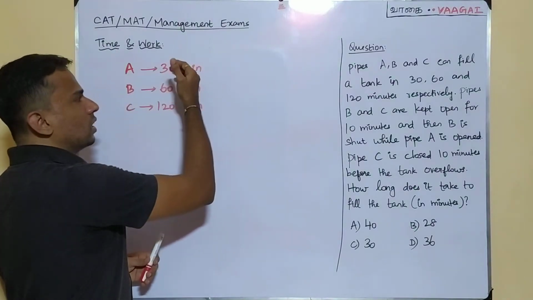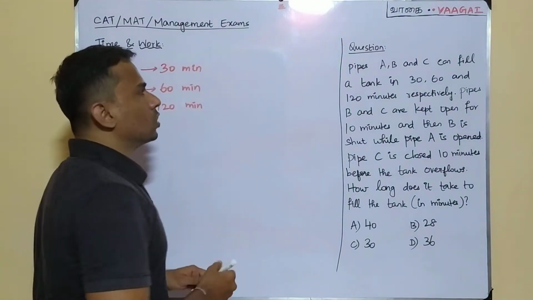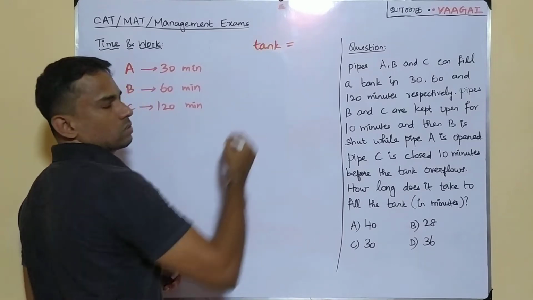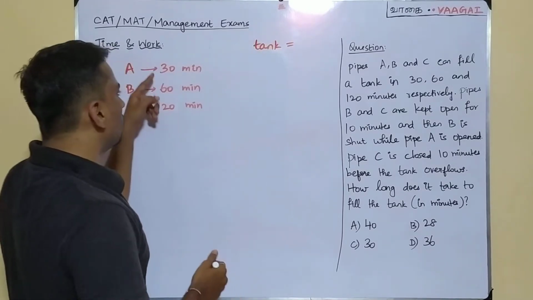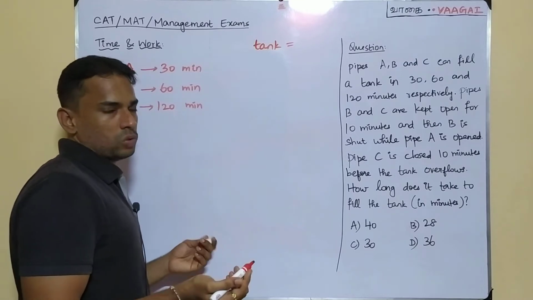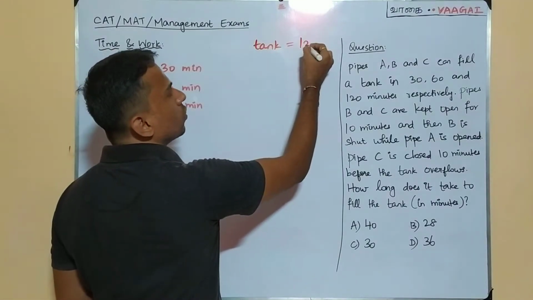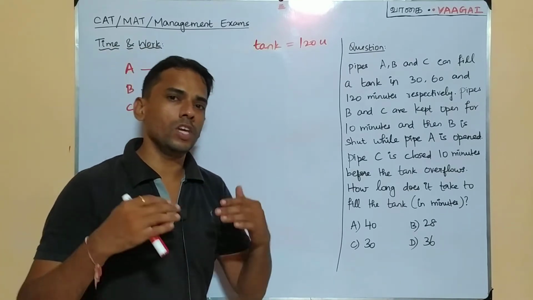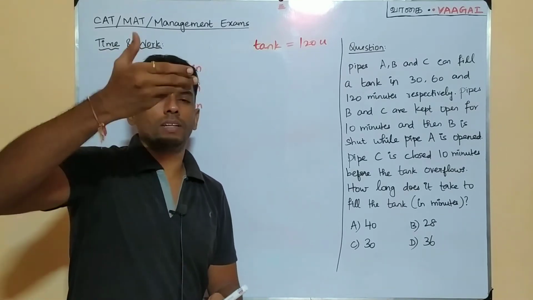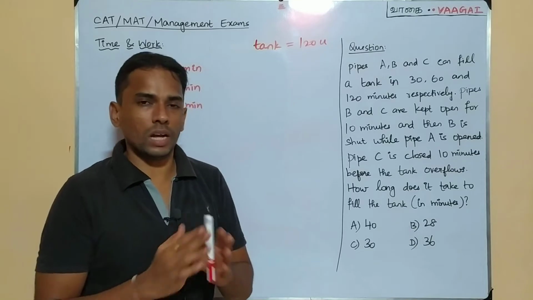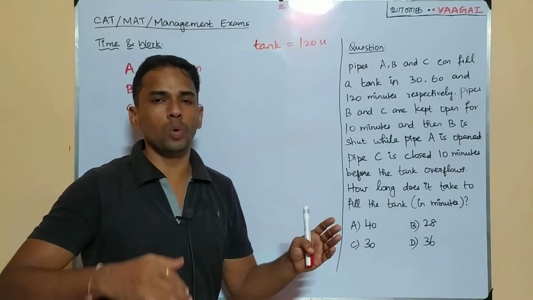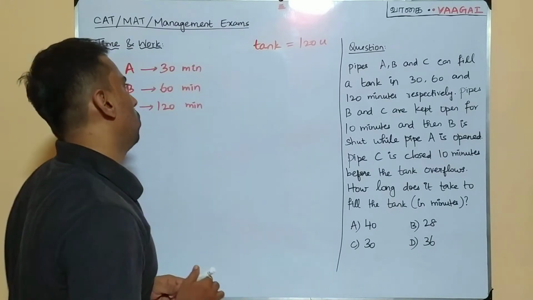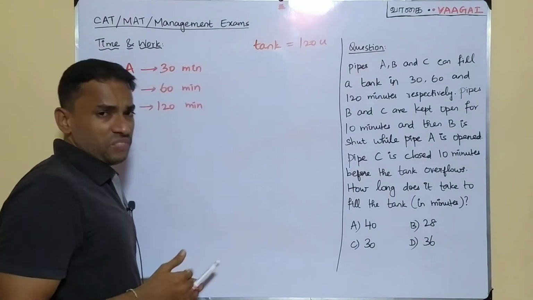So we have the numbers 30, 60 and 120. Let's take the total capacity of the tank to be how many units? We'll take the LCM of 30, 60 and 120. It's easy to visualize, right? 120 is going to be the LCM. So let's take the total tank to be 120 units. That is the total tank, the capacity is 120 units. That 120 units is what is to be filled by the pipes. This is going to be the task.